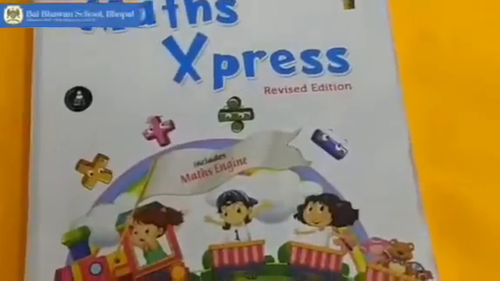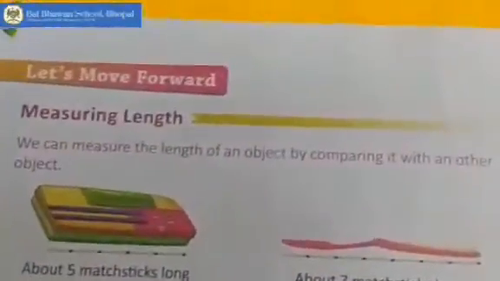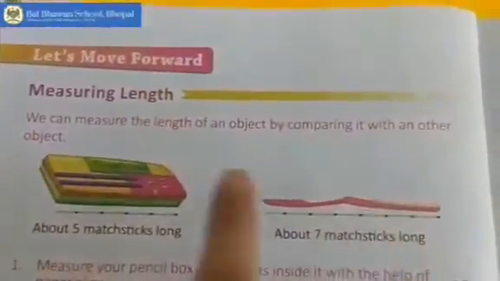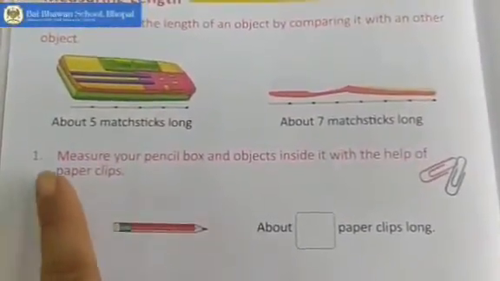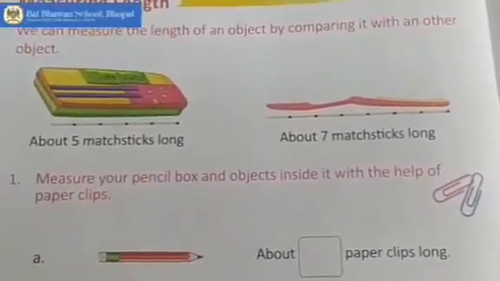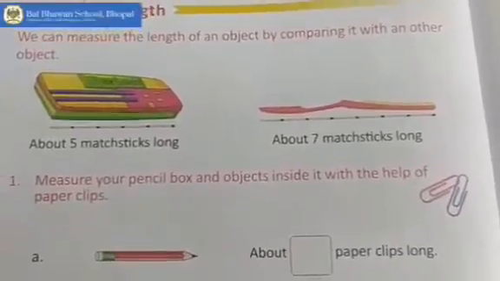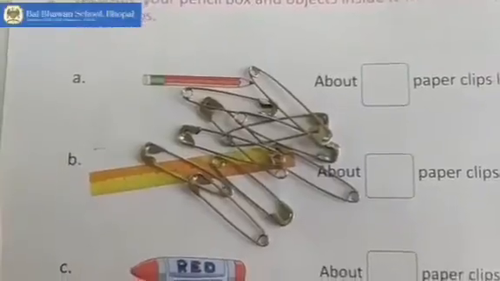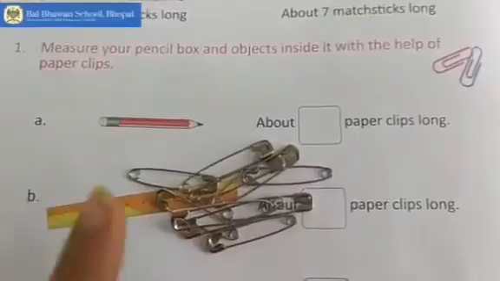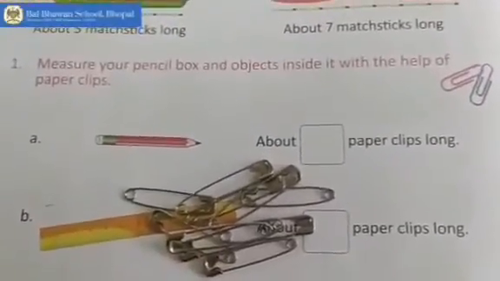Okay, children? Open your Maths Express book, children. Come to page number 114. We have already done the measuring with the help of different objects. Okay? Now coming to question number 1. Measure your pencil box and objects inside it with the help of paper clips. Children, I don't have paper clips, so I am going to use safety pins of the same size. Children, you can use safety pins, or if you have paper clips, you can use them also.